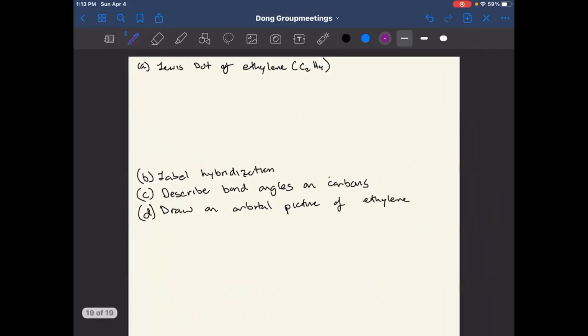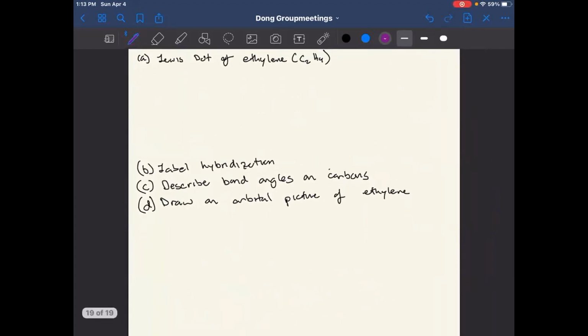Okay, so now moving to part B of the quiz. The question asks, draw the Lewis dot structure of ethylene. So to do this with C2H4, we know we only have 2 carbons, and each carbon has 4 valence electrons. And this now needs to have only 4 hydrogens.